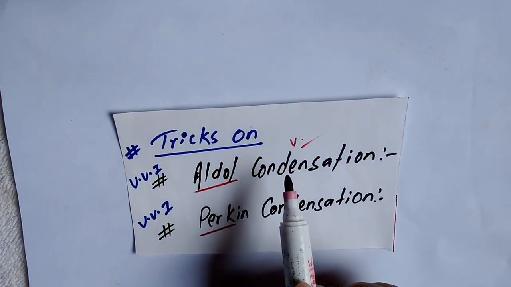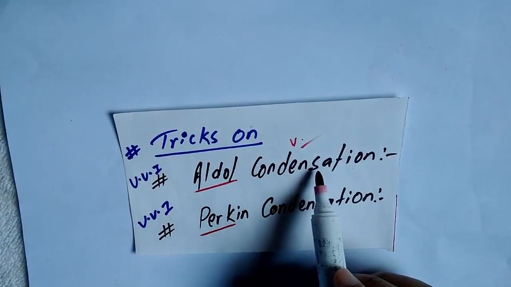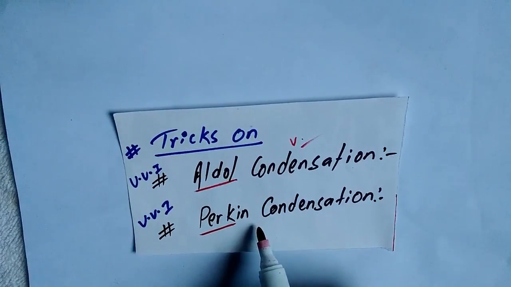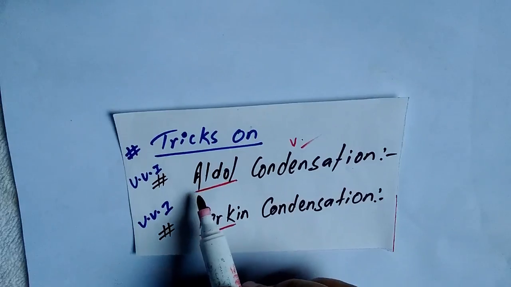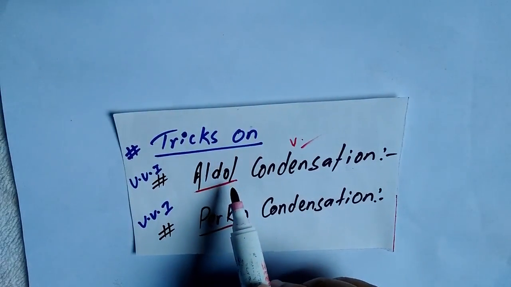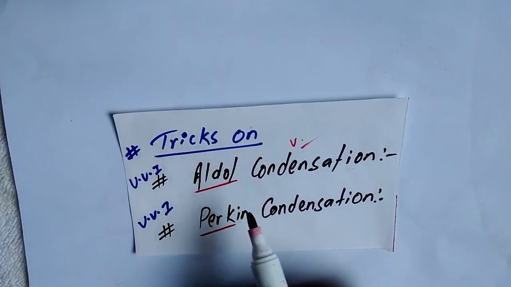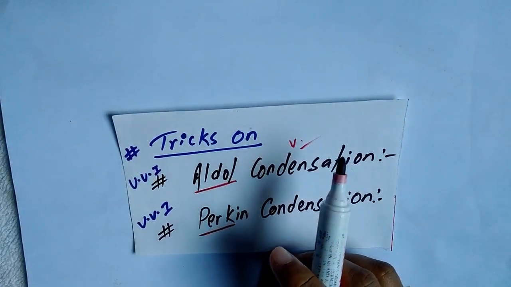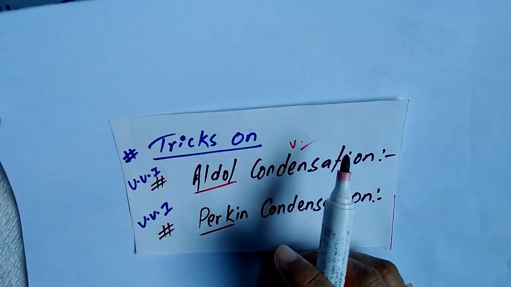Today's topic is Aldol condensation and Perkin condensation. These are very important reactions of aldehydes and ketones. These are the chemical properties of the aldehydes and ketones.